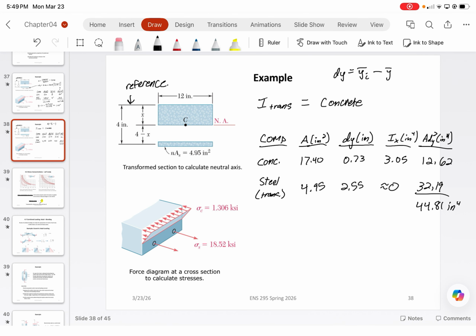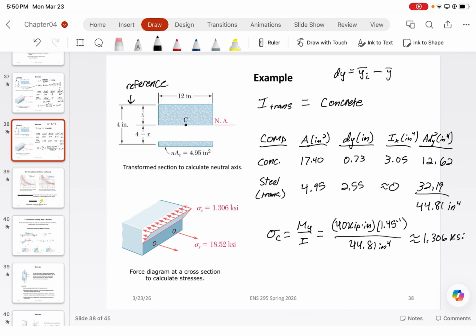Now, with all of that, we can finally calculate the stresses. So because everything is in concrete terms, we could just calculate the stress in the concrete using My over I. The bending moment was 40 kip inches. The maximum y coordinate for the concrete from the neutral axis is just conveniently x, which was 1.45 inches, divided by 44.81 inches to the 4th. And this should give us roughly 1.306 ksi, give or take.